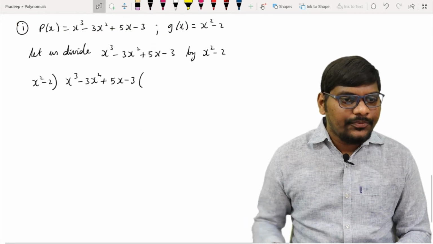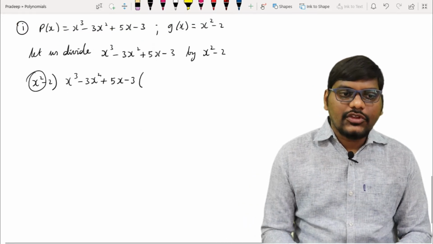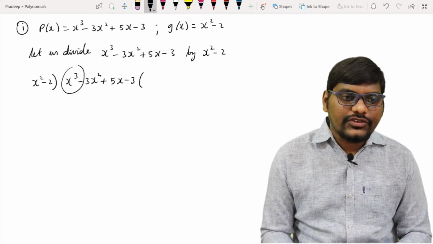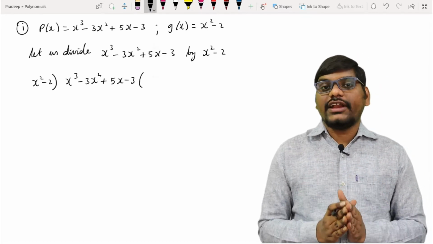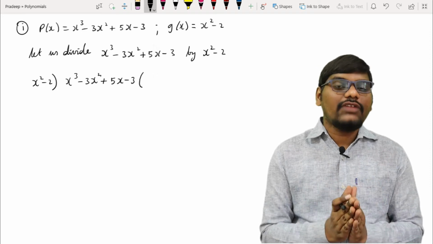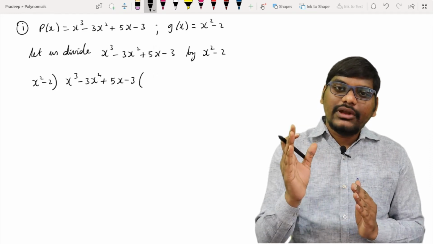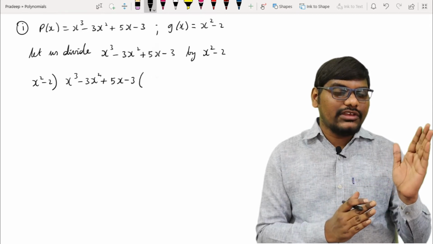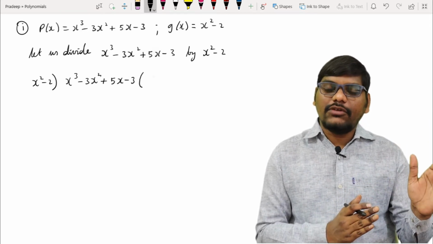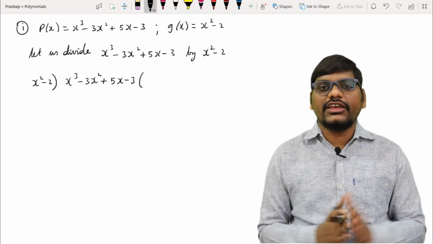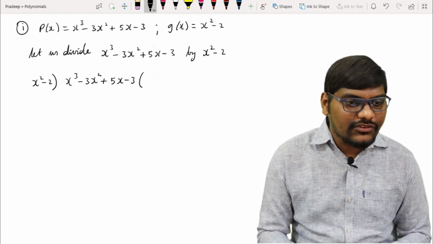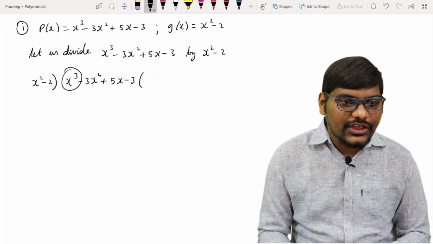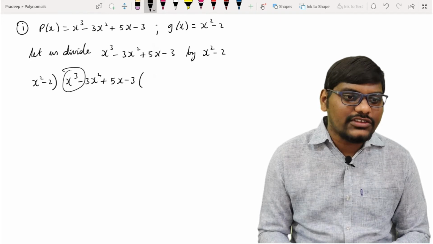Here x square is there, and here x cube is there. Always we have to concentrate on the highest power values, and we will slowly try to eliminate one value after the other. We give the first priority to the highest power, then go step by step to the next value. So here x square is there, here x cube is there, and our intention is to cancel this x cube.